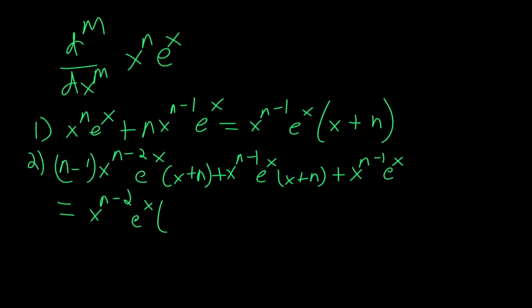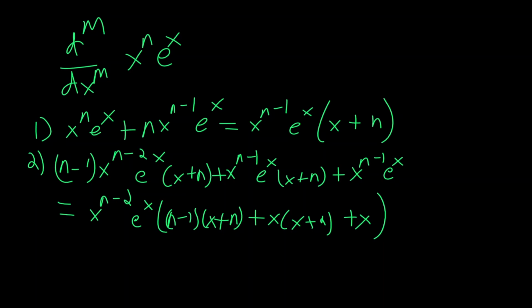And then, well, for our first term, we have an n minus 1 times x plus n, and then we have plus x times x plus n. And then for this last one, we're just going to have plus an x itself.